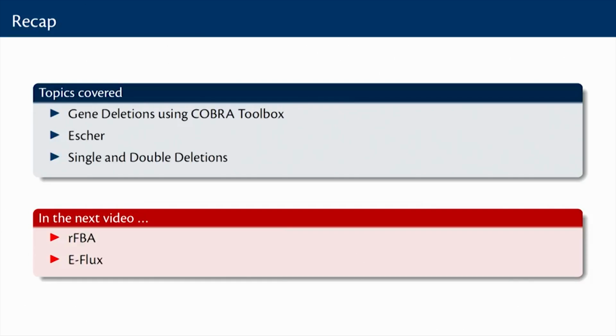In the next video, we will see how to integrate regulatory information into flux balance models and get better predictions. We will look at two techniques, one called regulated flux balance analysis or RFBA, and the other called E-flux, which gives a nice way to constrain the reactions based on transcription data or transcriptomic data.